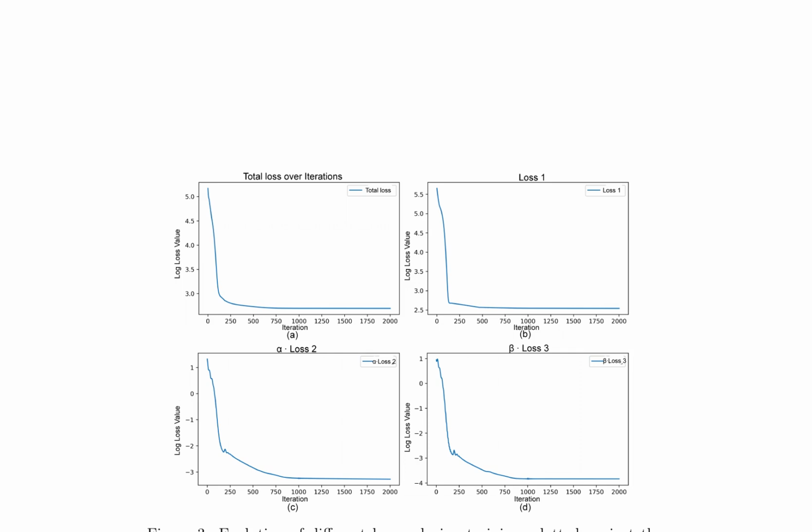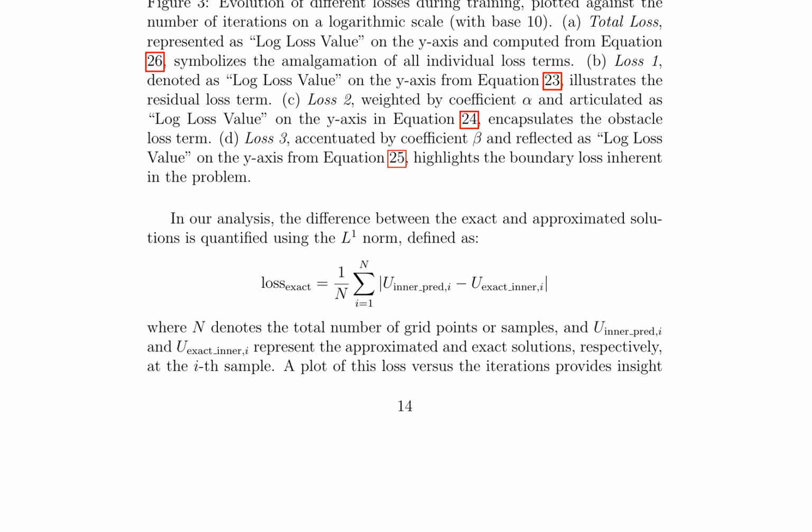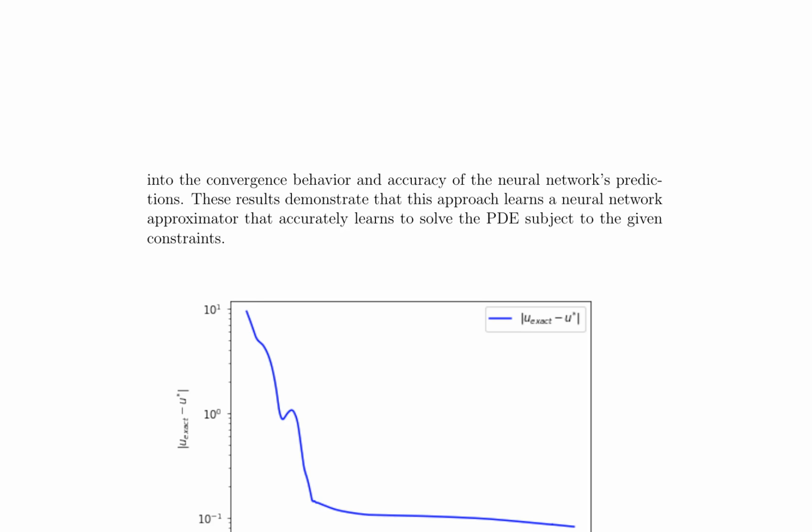The training dynamics are charted in Figure 3, showing the evolution of various loss metrics. Notably, the proposed technique converges within 500 iterations, highlighting its robustness and efficacy. The paper also quantifies the difference between the exact and approximated solutions using the L1 norm, providing insight into the loss versus iterations. The paper presents a novel approach to solving partial differential equations, PDEs, using neural networks.